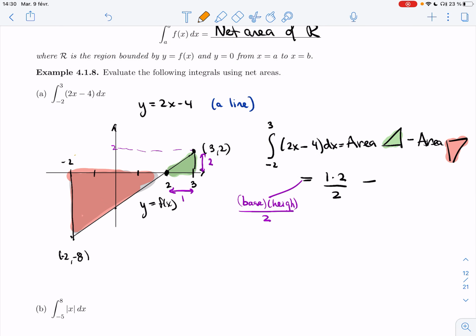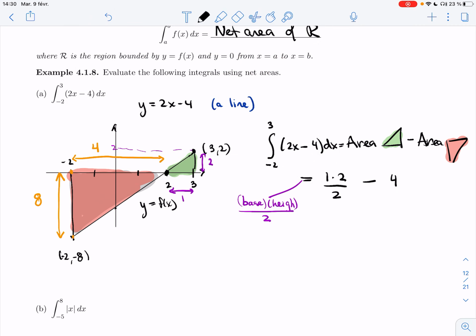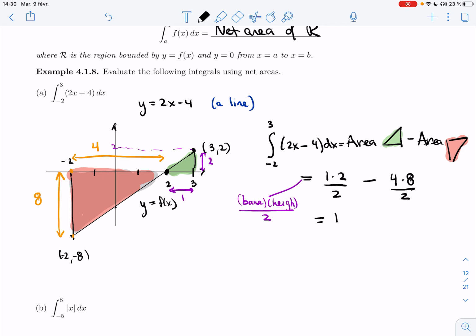I'm going from minus 2 to 2 here, so this length is 4, so the base is 4, and then the height is this length here. I'm going from 0 to 8, so this length is 8. Notice it's not minus 8, and that's part of the reason we have to make it negative: the function is not giving you the height, it's giving you minus the height. All right, and then we'll get 4 times 8 divided by 2, so I'm getting 1 minus 16, I'm getting minus 15.